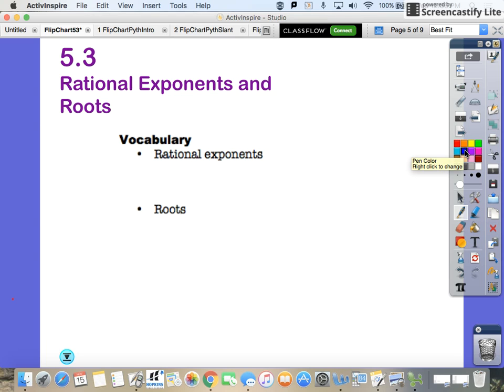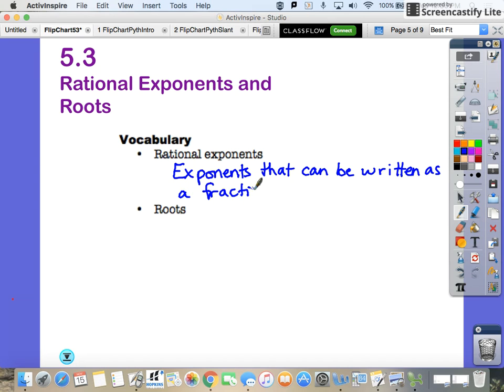This lesson is Algebra 2, 5.3, rational exponents and roots. Rational exponents are exponents that can be written as a fraction. We'll look at examples, so don't panic, but that's what the definition of a rational exponent is, one that can be written as a fraction.